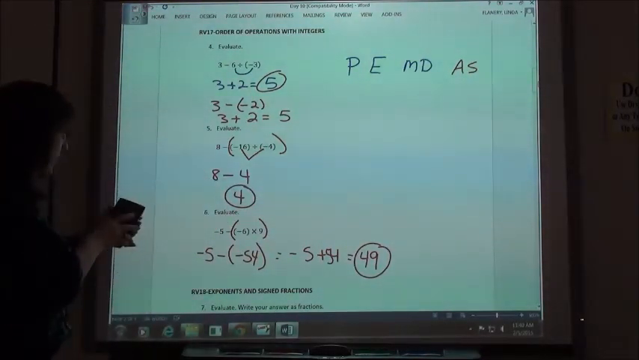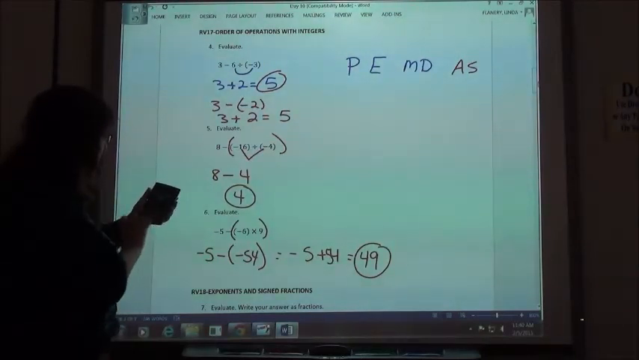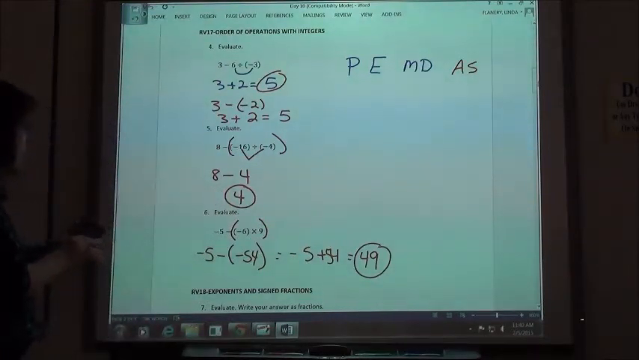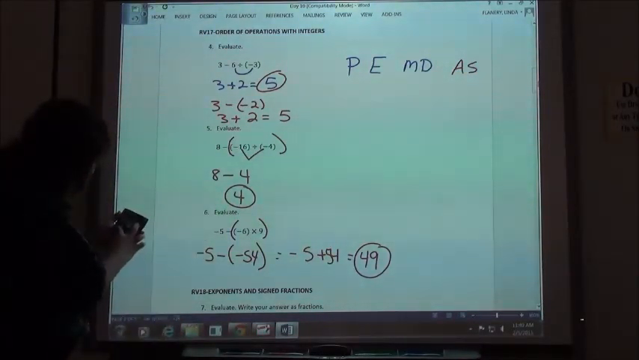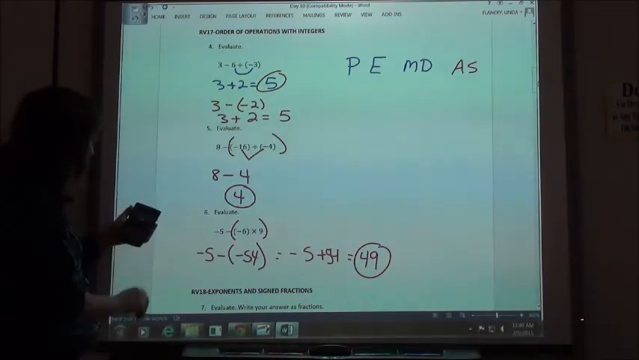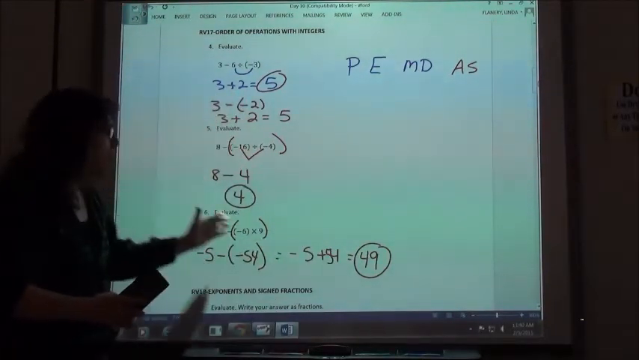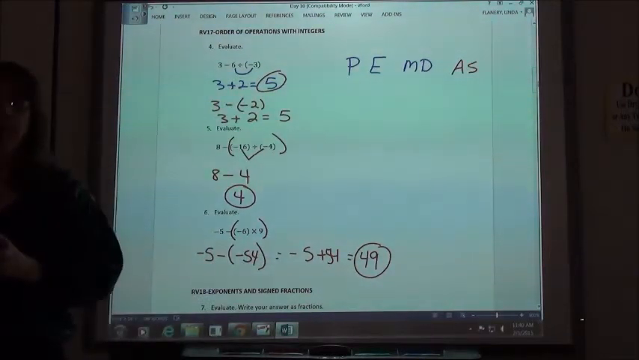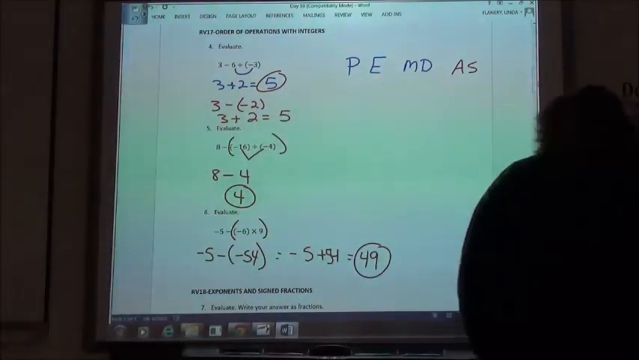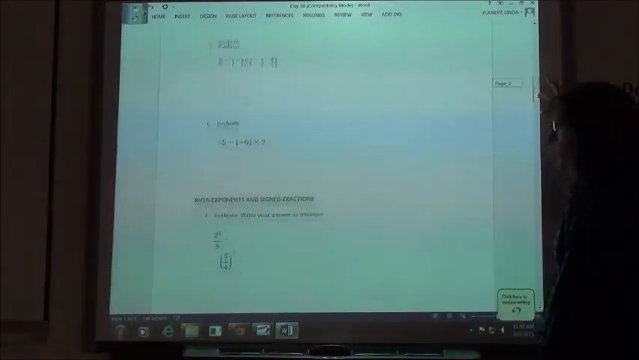If I'm going to check this one, 8 minus, in parentheses, negative 16, divided by, in parentheses, negative 4. Close my parentheses. Oh, I get 4. Yes, I do. Checking the bottom one: negative 5 minus, in parentheses, negative 6, close my parentheses, times 9 equals 49. So I know all my answers are correct. I've checked them with my calculator, but do them with paper and pencil, check them with your calculator, because I do expect to see the work on your paper.